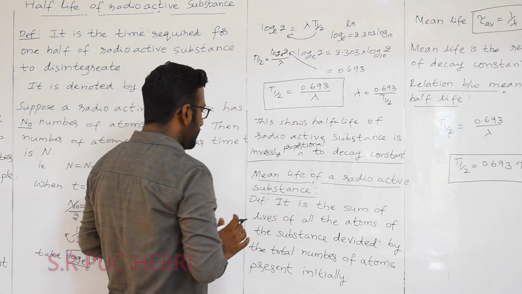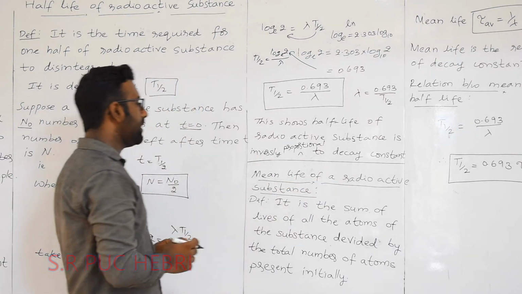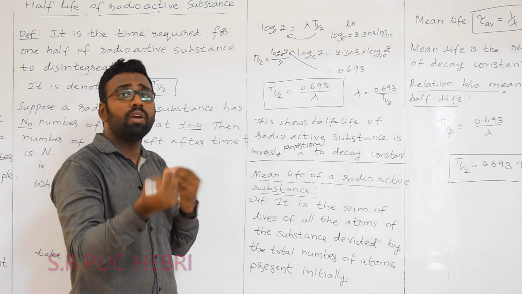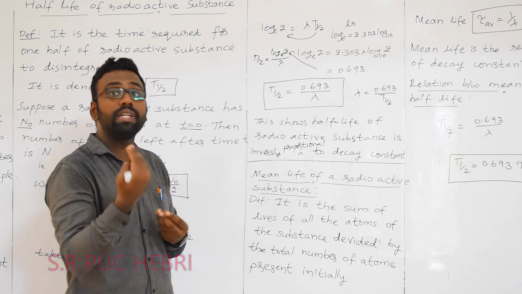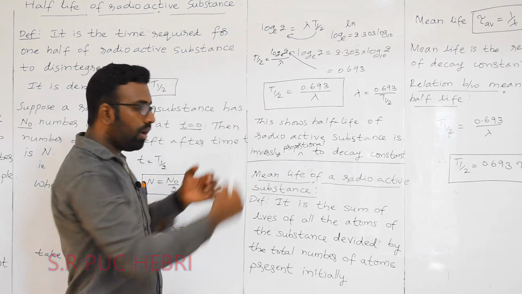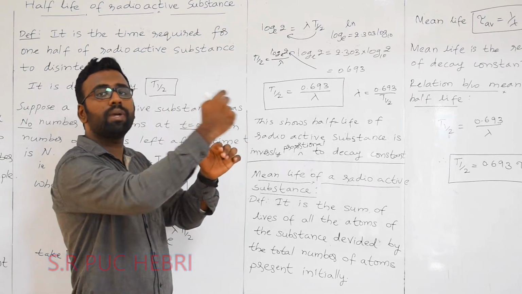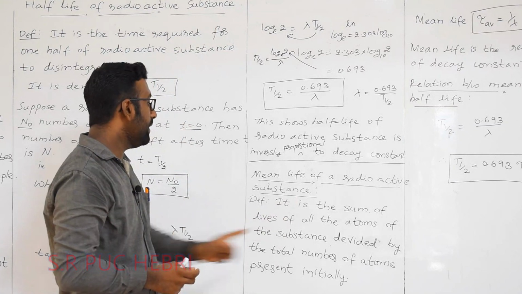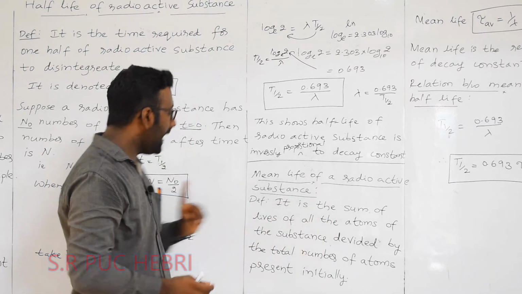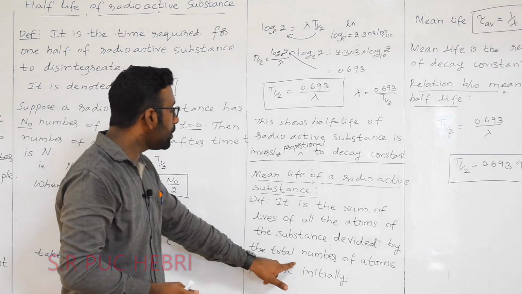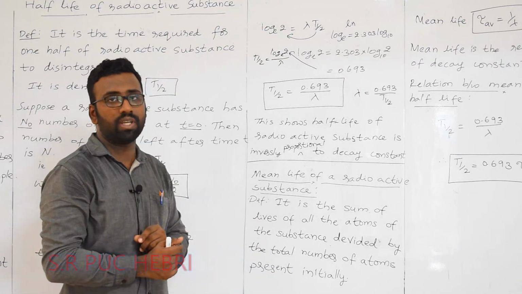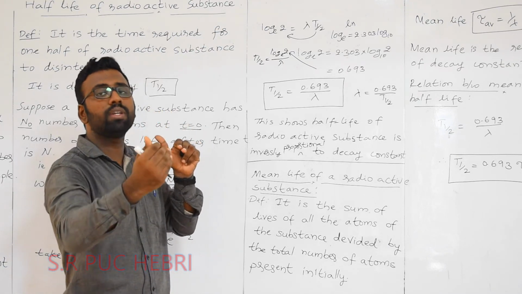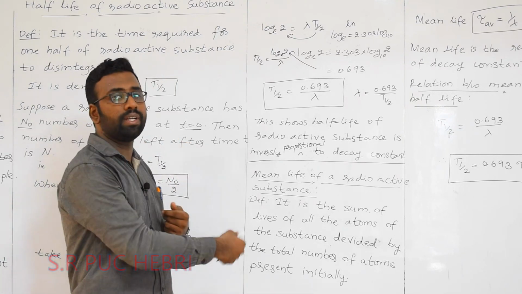Now we will move on to the next topic, that is mean life of a radioactive substance. So you have come across the word mean. It is actually related to the average. When you take readings in your physics, we take all the readings added together, then divided by the number of readings. Very similar, the same thing what we see here also. It is the sum of lives of all the atoms in the substance divided by the total number of atoms present initially. You have to add the life of all the atoms together, then you divide it by the total number of atoms present.